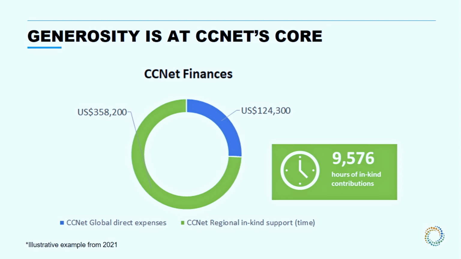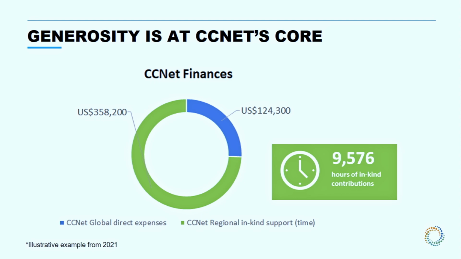Here is a look at our finances. Now, Will had mentioned that FOS is CMP's legal and financial sponsor. The Nature Conservancy is our legal and financial sponsor. You can see that about $124,000 of cash goes through our budget every year. You can also see the rest of the cycle, which is green, is in kind. That represents 9,576 in-kind hours that have been donated to CCNet's work.